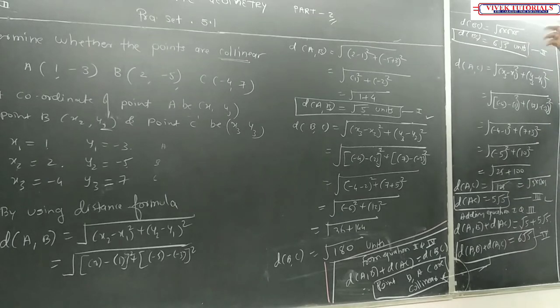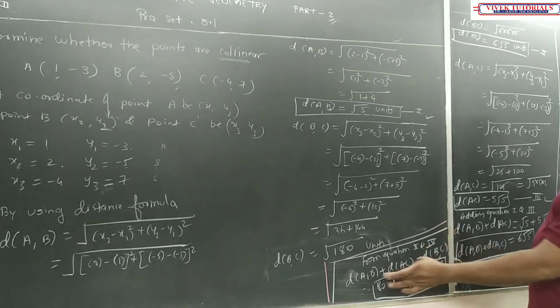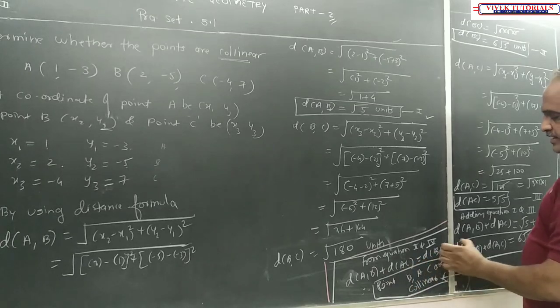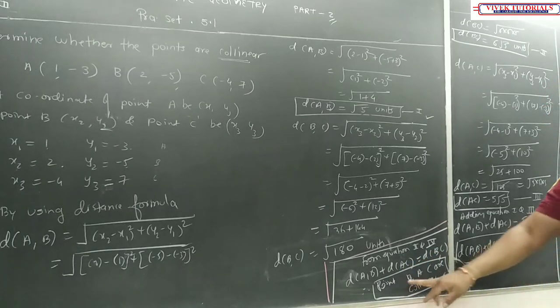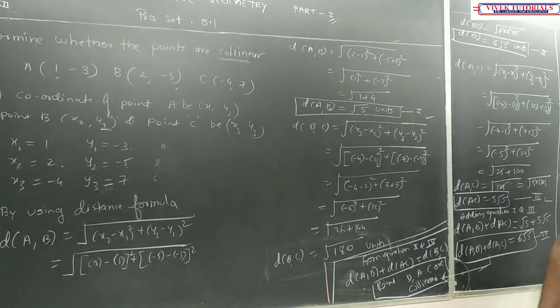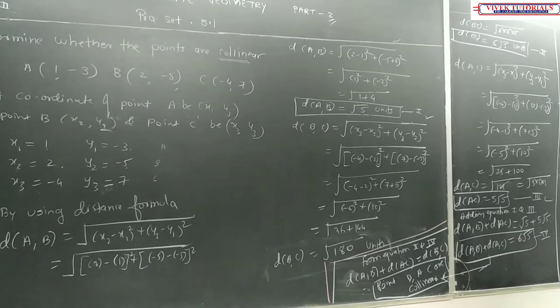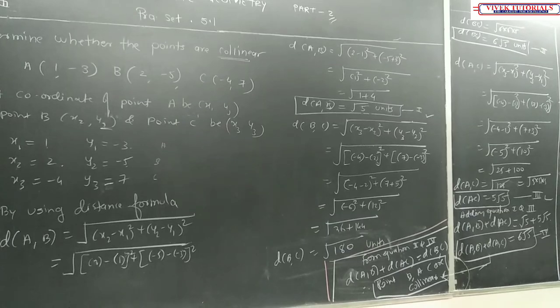The largest seems to be this one, so we will add the other two. So adding equations 1 and 3 is needed. If this one is the largest then 2 and 3, and if the third is the largest then 1 and 2. That way we have to change. So adding equations 1 and 3, we got 6√5. Now this 6√5 matches with this one, so from 1 and 4 what did I get? Distance AB plus distance AC is equal to distance BC. That means points B, A, C are collinear, or we can write B-A-C. That is also okay. So copy it down properly with good handwriting, not like me.